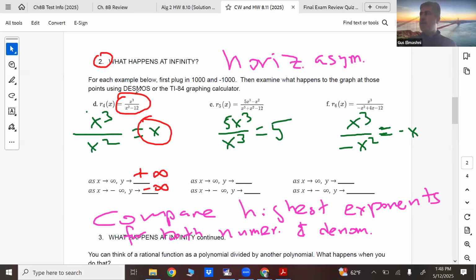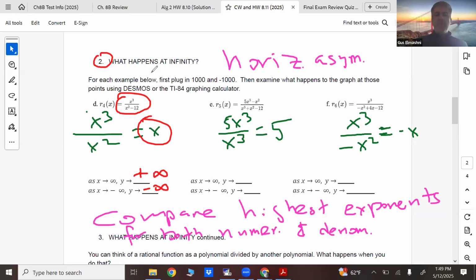If you were to graph this in Desmos, I won't do it just in the interest of time, but just trust me, the left arrow is going to point down and the right arrow is going to point up, because it behaves like the highest exponents. The highest exponents dominate all the other terms.